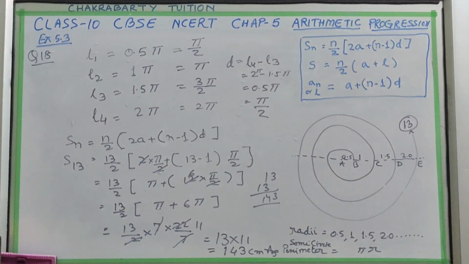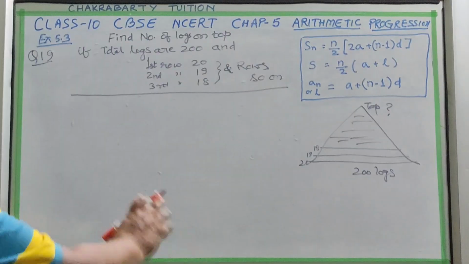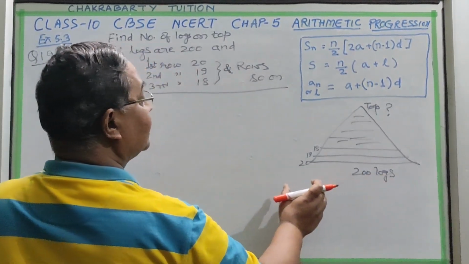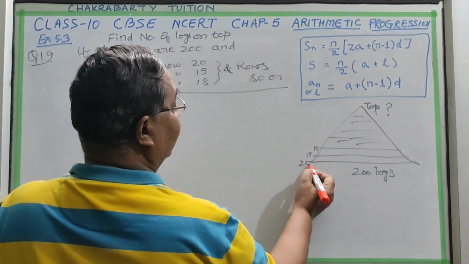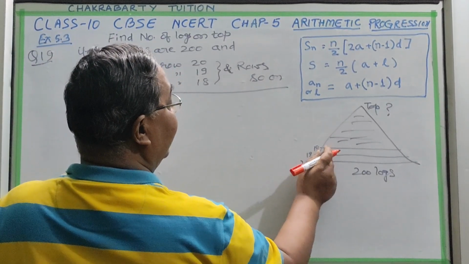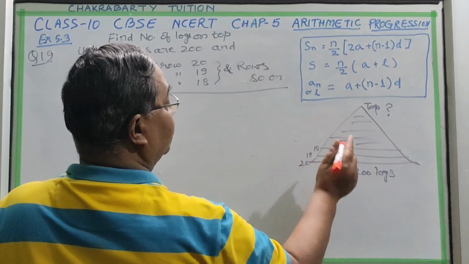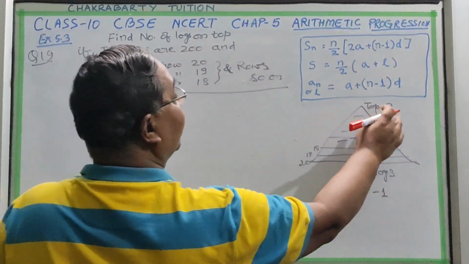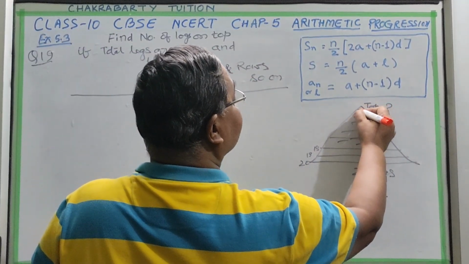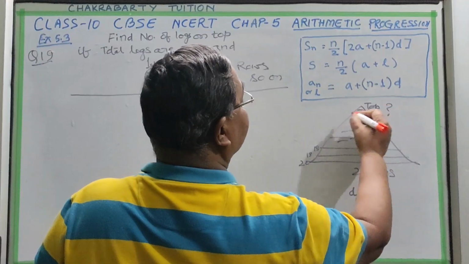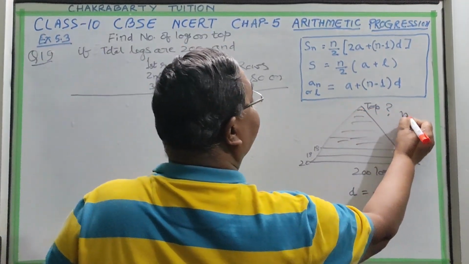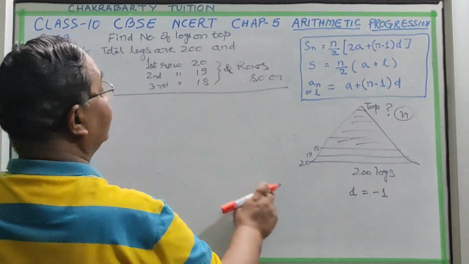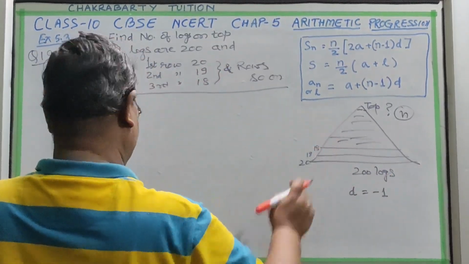Now we will go to question number 19. In question number 19, 200 logs are there and they have to be arranged in this way. First row will be 20, next row will be 19, then 18. Likewise, at every step you have to reduce 1. It means D will be minus 1. You have to find the top, how many logs will be at the top. So you have to find this N at the end. 200 is the total.